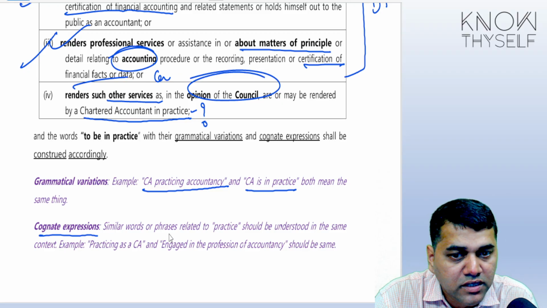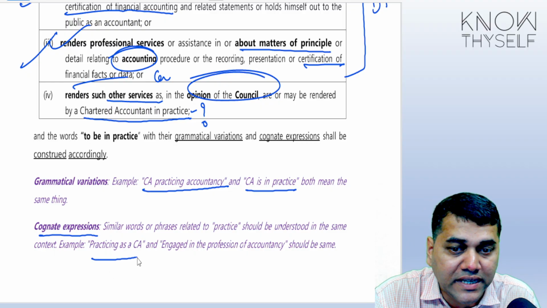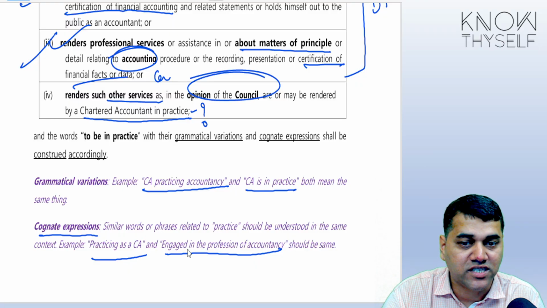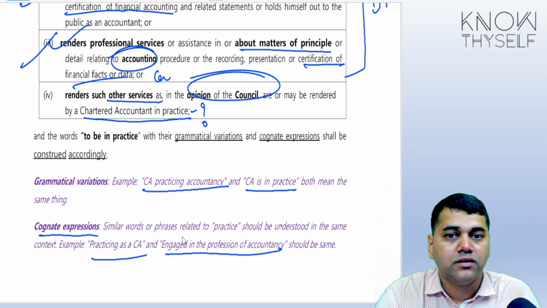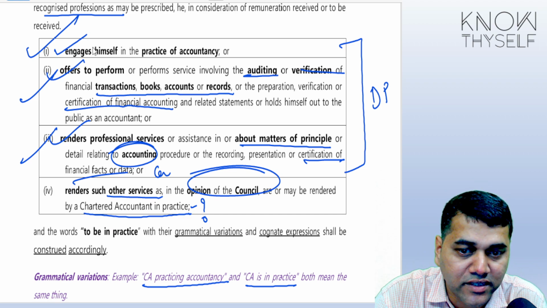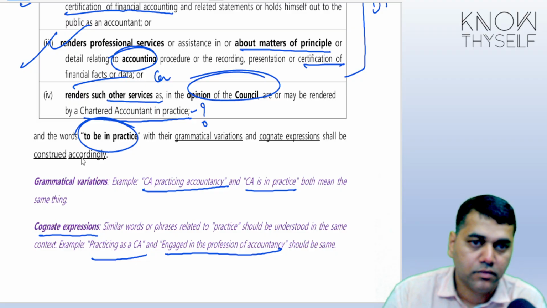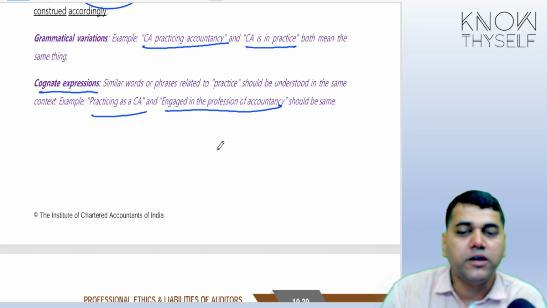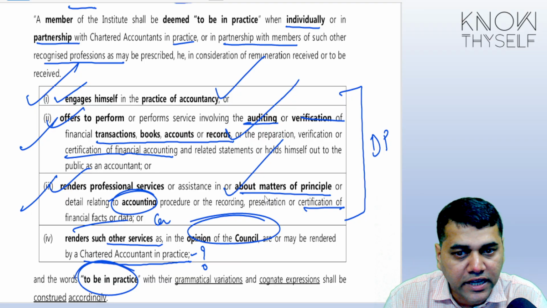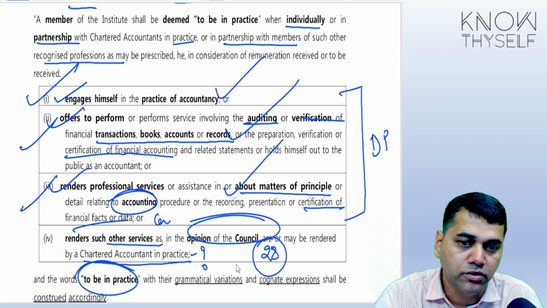What is cognate expression? Similar words or phrases related to practice should be understood in the same context, like practicing as a CA or engaged in the profession of accountancy. So you need not say practice, you can say engaged. Both are the same. So someone who is offering, rendering, engaging, practicing, all of this means to be in practice. So what will a practicing CA do? A practicing CA will do the practice of accountancy, auditing, consultation on accounting matters, or such other services which the opinion of the council says they can render.